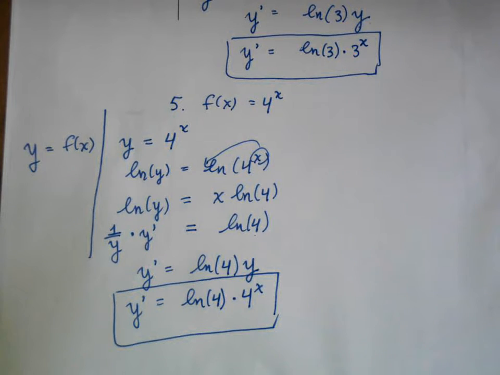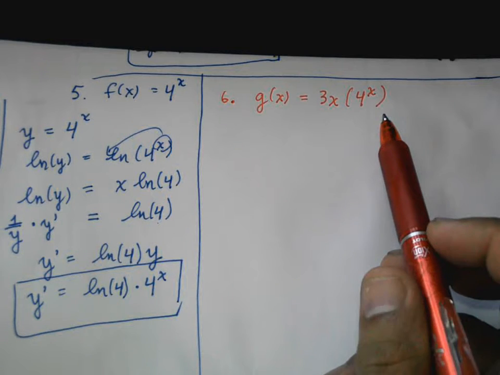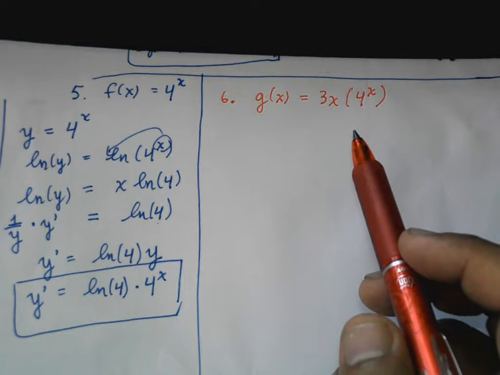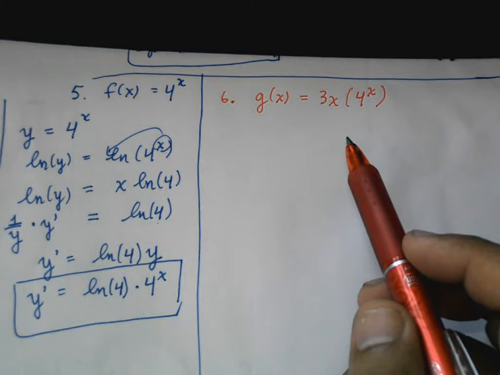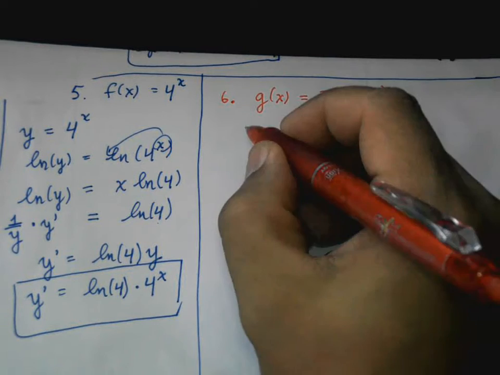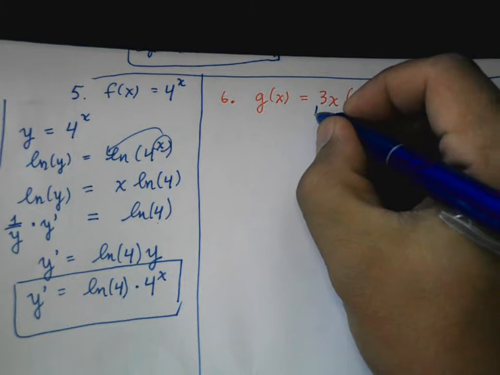So same idea, just as what we had before. So in number 6, we are going to take this derivative of 3x times 4 to the x. Now, you have to resist the urge sometimes to rewrite this and use implicit differentiation. Sometimes you might not need to. For example, in this case, all we really need to do is apply the product rule.